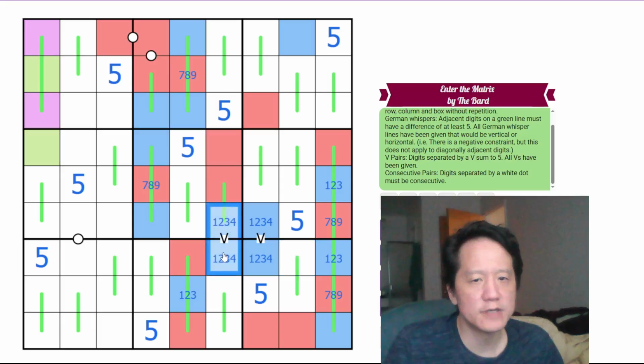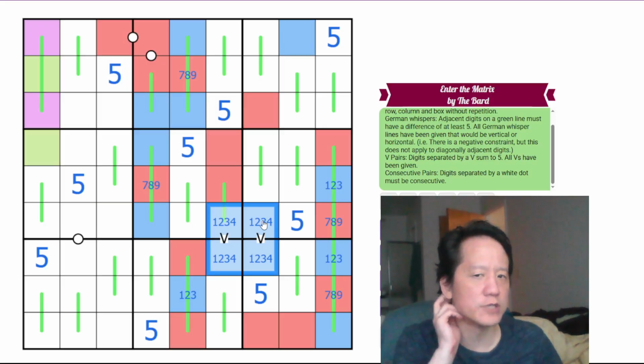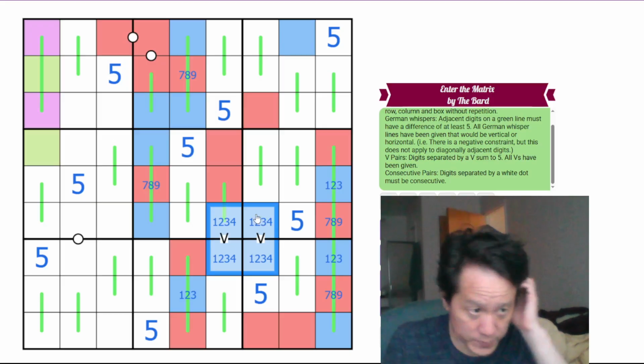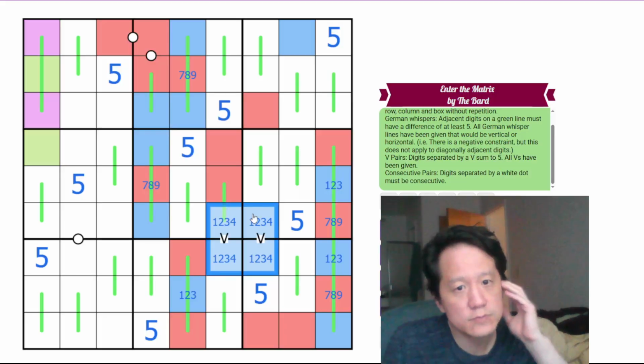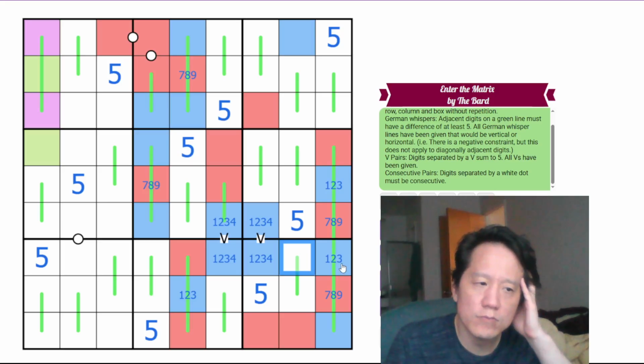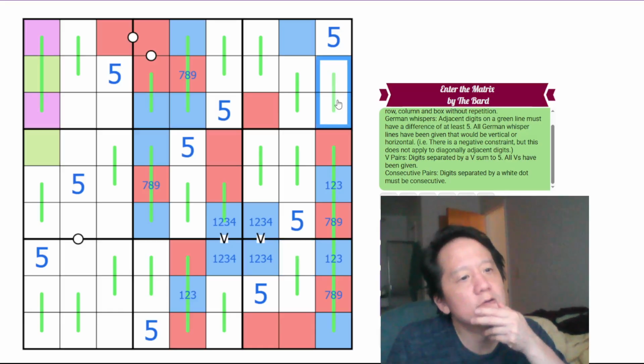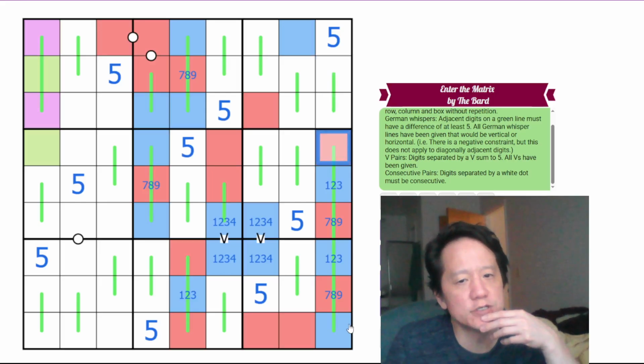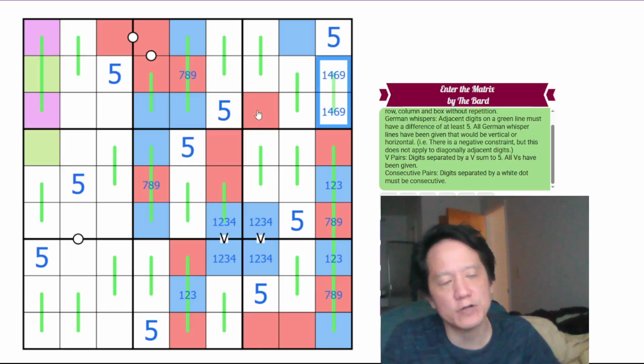All V's have been given. All German whisper lines that would have been vertical, horizontal have been given. This cannot be 4 and 6 here. So one of 4 or 6 has to be here. The other one has to be here, right? So this is 4 or 6 with 1 or 9.